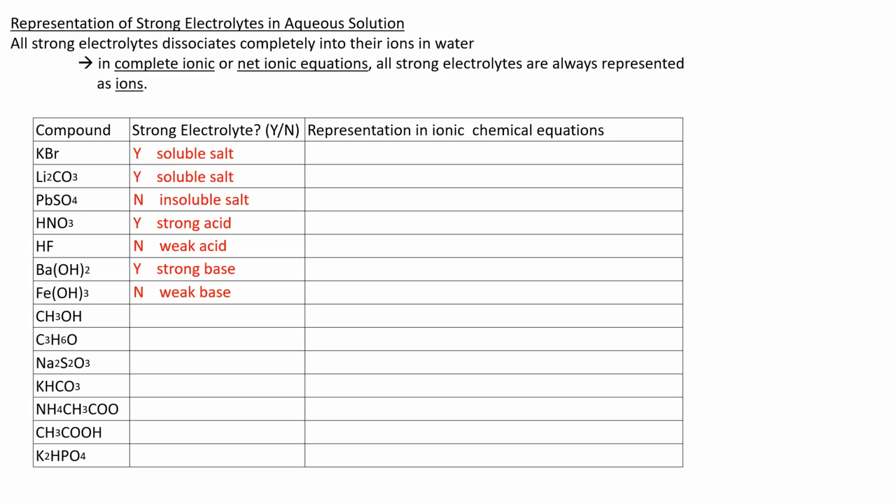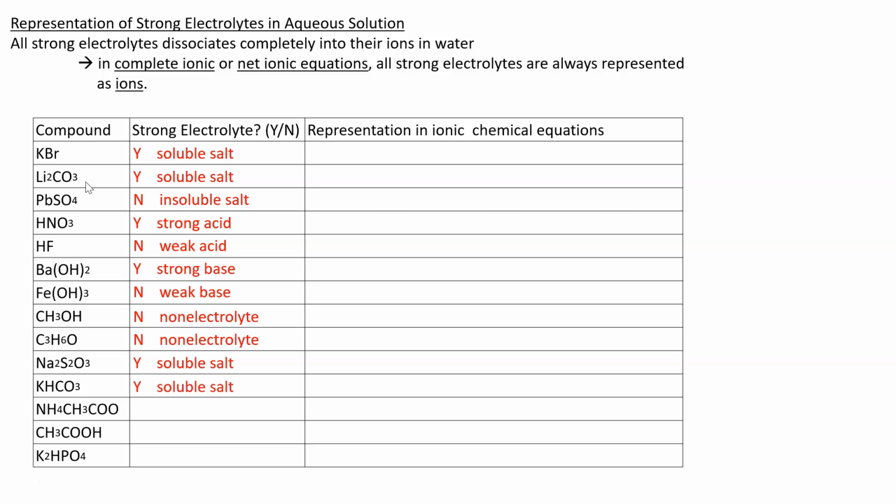CH3OH, that is a non-electrolyte. Looks like a covalent compound of some sort. That's an alcohol, actually. C3H6O, again, that's a non-electrolyte. Then I have Na2S2O3. We may not be familiar with that, but I see that it's a metal and it looks like a polyatomic ion. So that's an ionic salt. Question is, will it dissolve? And since sodium we know is a group 1 metal, yes, it's a strong electrolyte. It's a soluble salt.